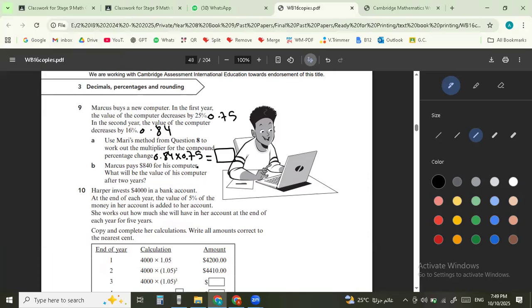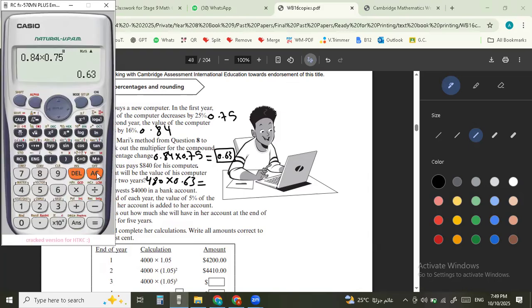0.63. So here, this is 0.63. Marcus pays $840 for his computer. What will be the value of his computer after 2 years? Which means after the two discounts that happened. So it's going to become here 840 times 0.63. 840 times 0.63 equals 529.2.